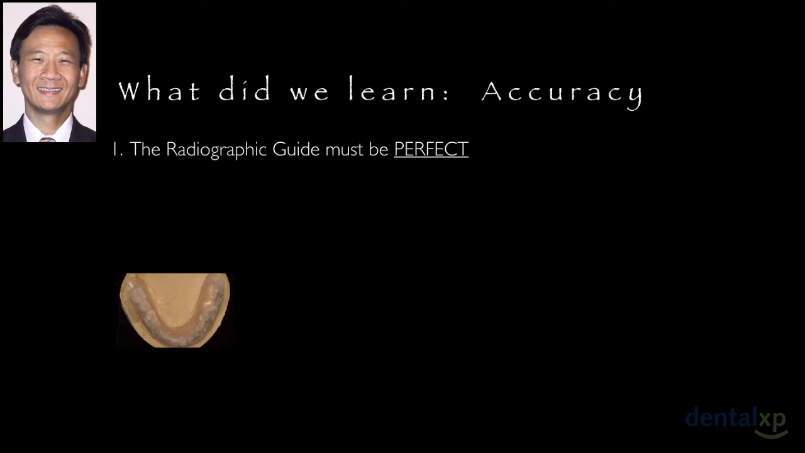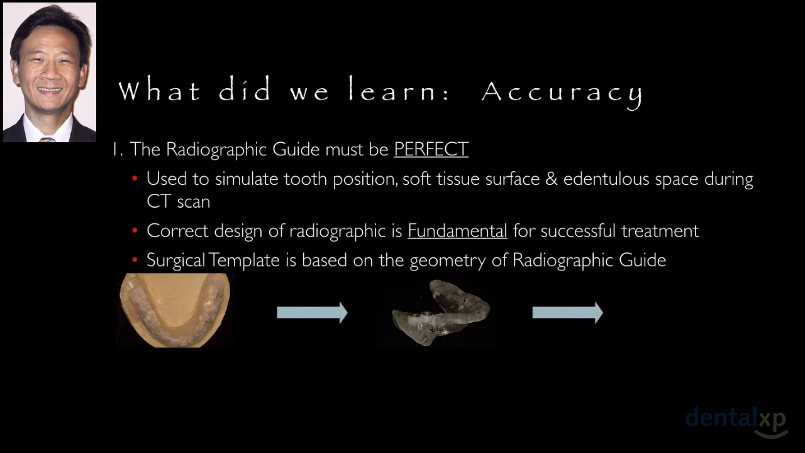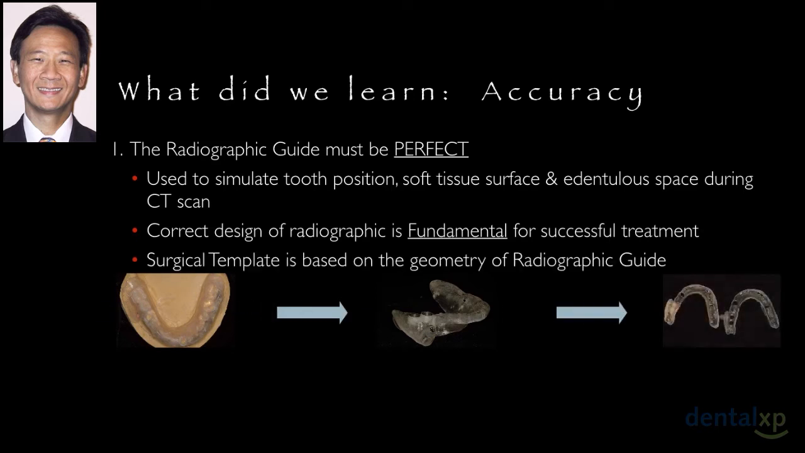Well, a lot of it has to do with the radiographic guide having to be perfect. We want to simulate tooth position and soft tissue in that edentulous space during the CAT scan, and the correct design of the radiographic template is fundamental for the success of treatment. And that surgical template is based on the geometry of that radiographic template.